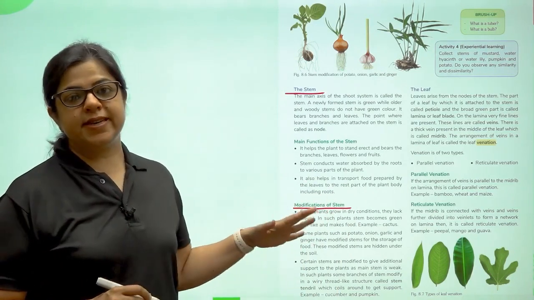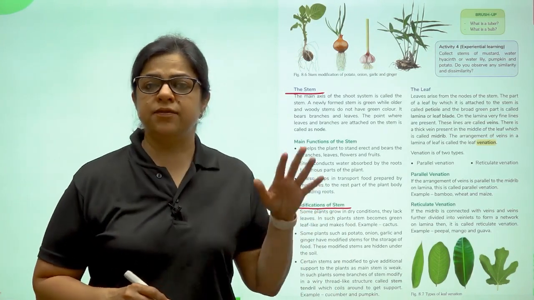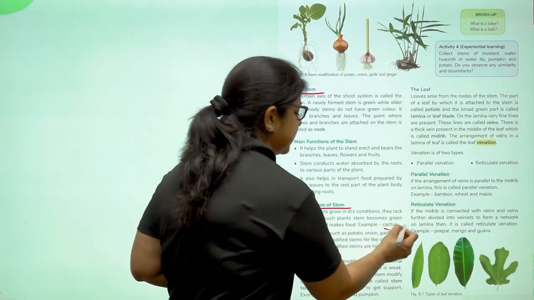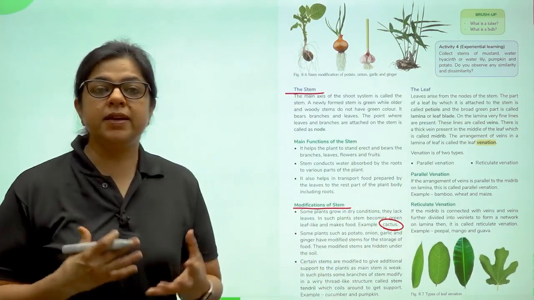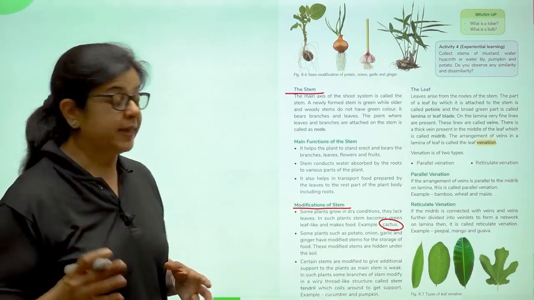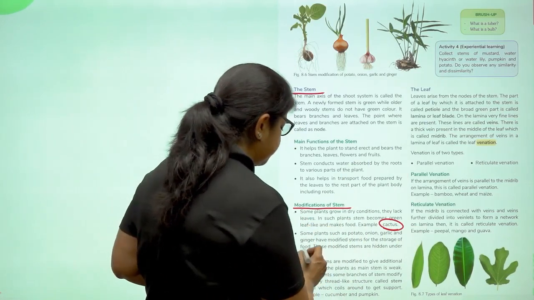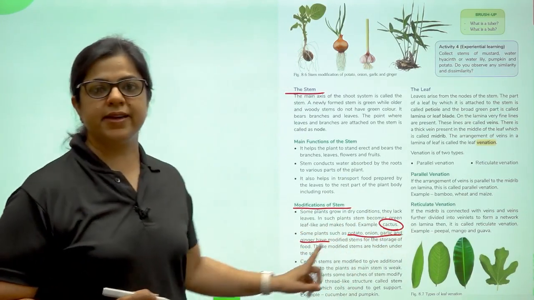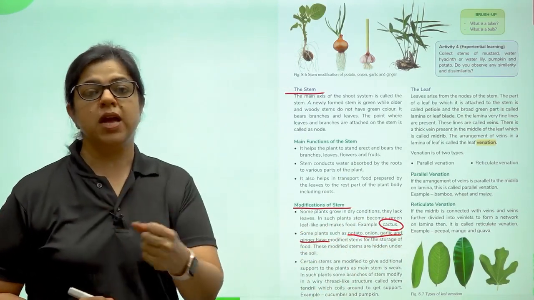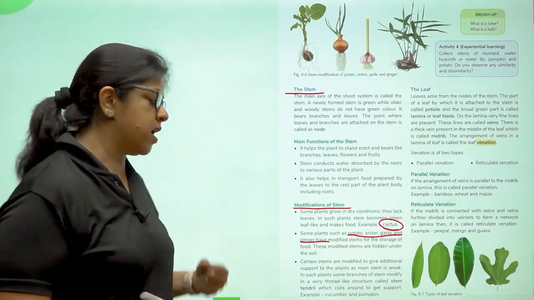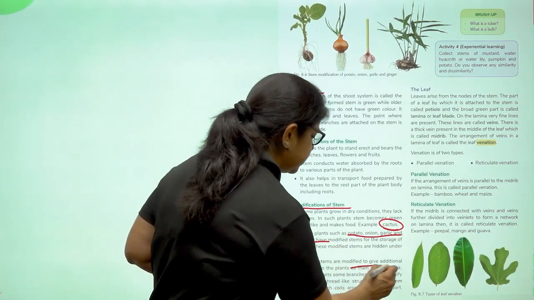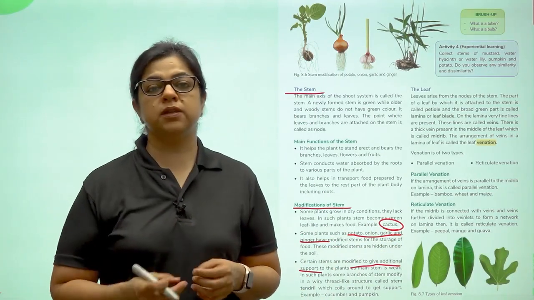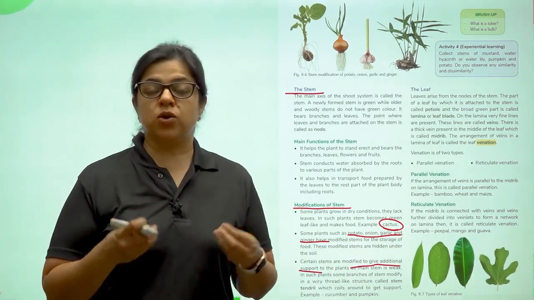So we know that in desert regions, where water is in very scanty amounts, the stem modifies, as in the case of cactus. It begins to work in place of the leaf. The second example is of modified stems like potato, onion, garlic and ginger, which again store food and are consumed by us.